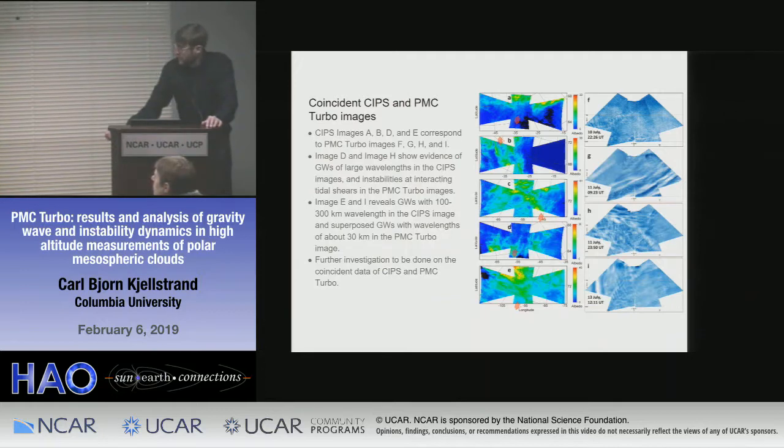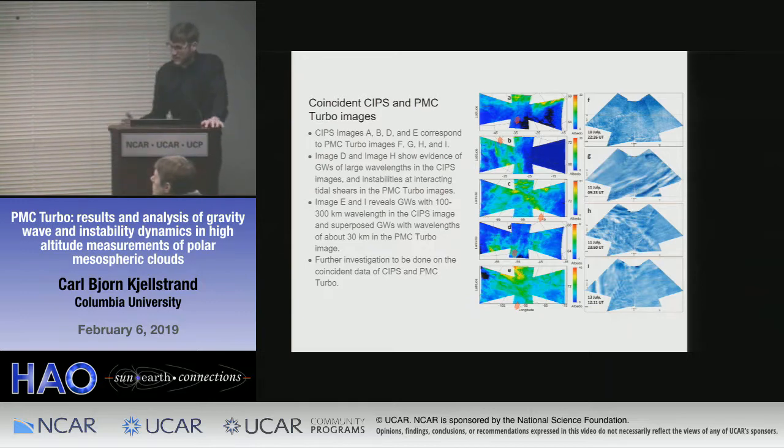And then the bottommost image E of those 5 left pictures and the bottommost of the right pictures, we basically see very large-scale gravity waves in image E of something like 300 kilometers. Meanwhile, in our own PMC-Turbo images, we see something more like 30 kilometers. So there must be some superposition happening here.